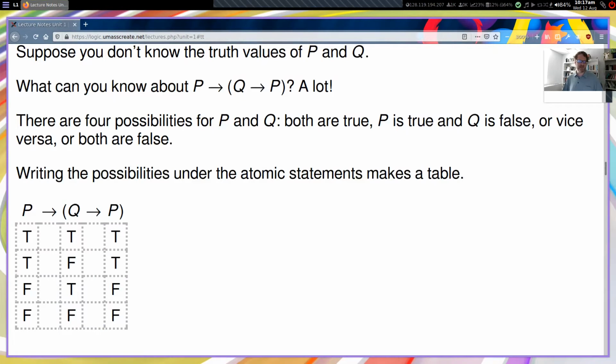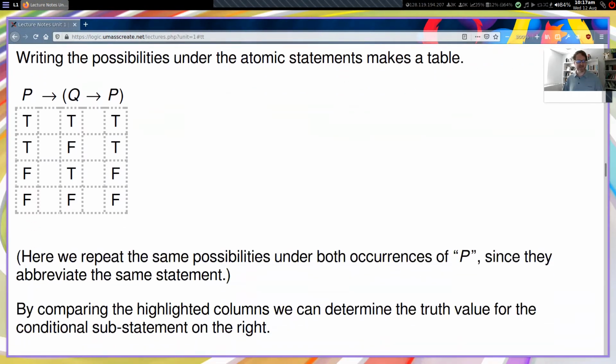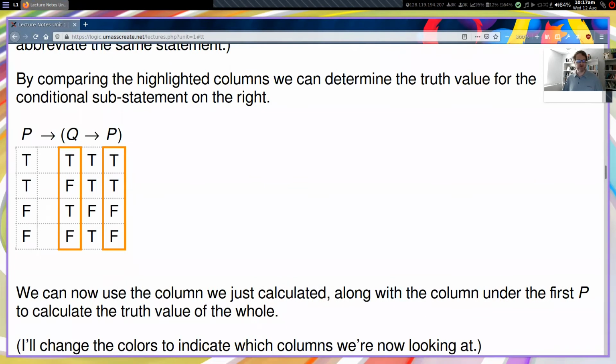Since the second P is the same P as the P we started with, we're going to give it the same column we gave the first P. So P is true in the first 2 possibilities, false in the second 2 possibilities. Once we have that chart set up, we can fill in the truth or falsity of the complex statement by doing the calculations for logical symbols. We'll start by doing the calculation for the symbol in parentheses.